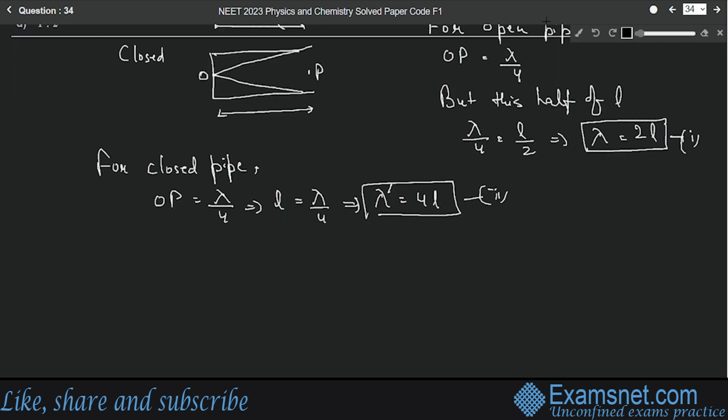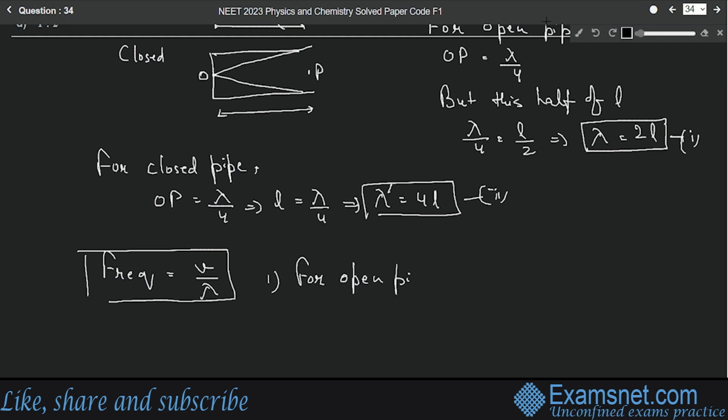Now we have to find the ratio of frequencies. So what is the formula for frequency? We know that frequency is equal to V upon lambda, V divided by lambda. So for open pipe, lambda is equal to 2L, this is equation number 1. So what will be the value of frequency? Frequency in case of open pipe, that is FO, will be equal to V by 2L, right?